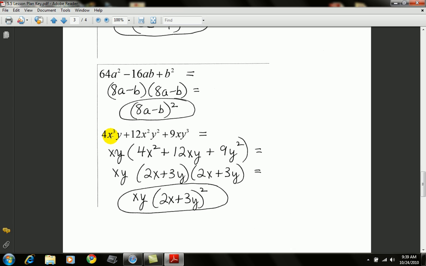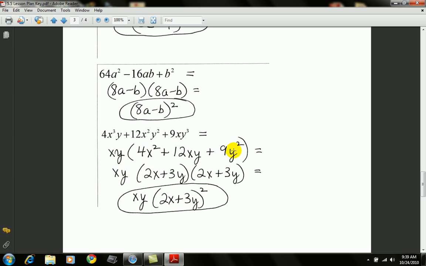Okay, this problem is an expression that we're trying to factor. The first thing we look for is our GCF. Our GCF in this particular problem is xy, because xy is the greatest common factor that can be removed from all three of these terms. In parens, I'm left with 4x squared plus 12xy plus 9y squared. Factoring completely means go as far as you can. I leave the xy alone in the front.